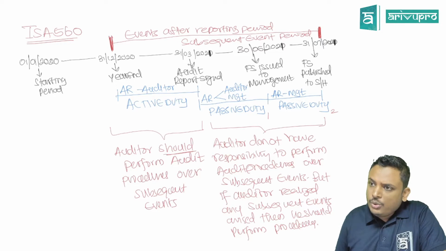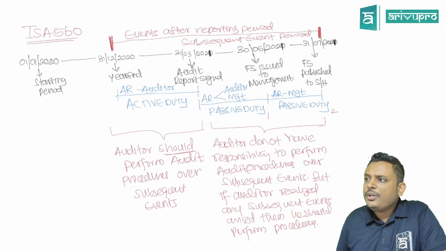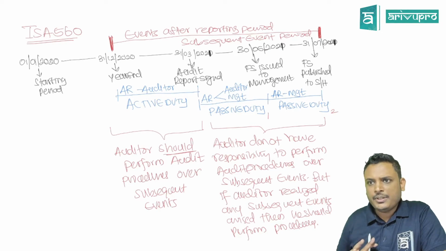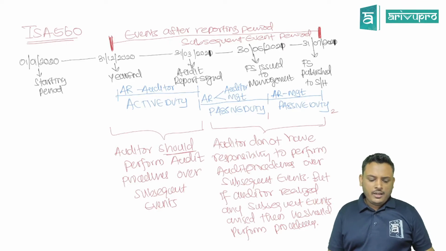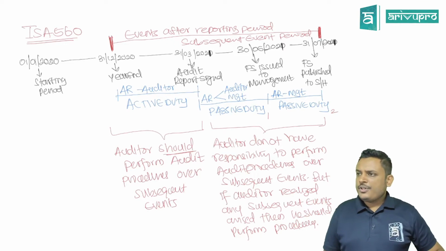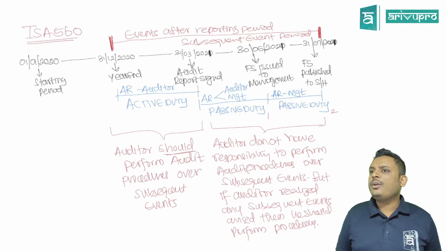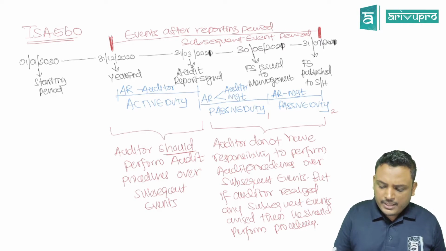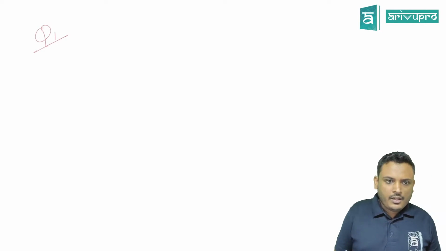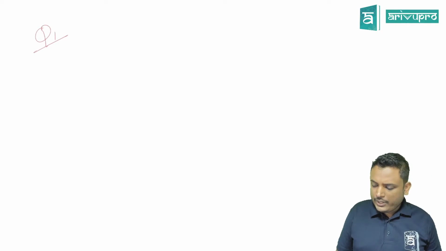So passive duty 2, which means the financial statement issued to management and published to shareholders, who holds audit report? Always management. Understood? Right. Before moving to this responsibility part in detail, I'll give you a small exercise to check your standard knowledge, IAS 10. Right? So write down in your exercise book, question 1.